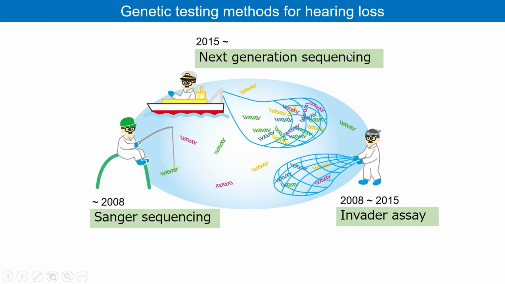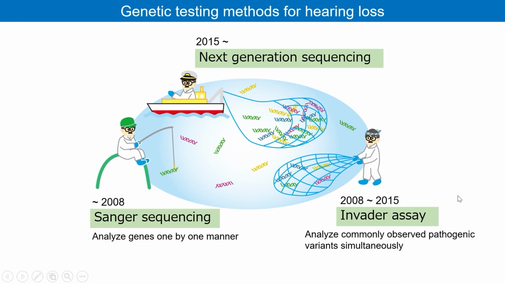So, genetic testing methods for hearing loss have also developed. Until 2008, Sanger sequencing was mainly used. This analyzes the genes one by one, so it takes a lot of time and cost. So we changed to the array assay, analyzing the commonly observed pathogenic variants simultaneously. And now we use the next generation sequencer from 2015. It is possible to analyze all deafness causative genes comprehensively.